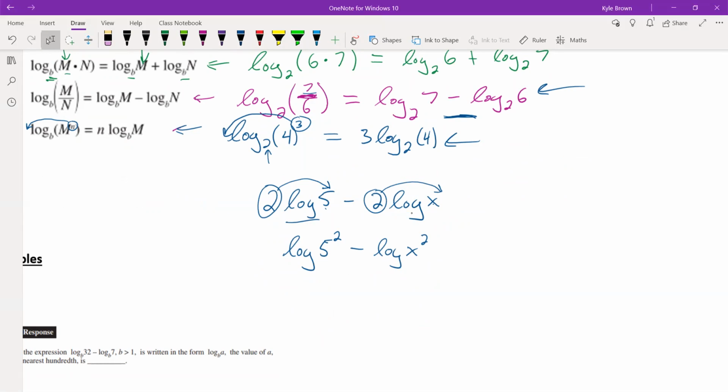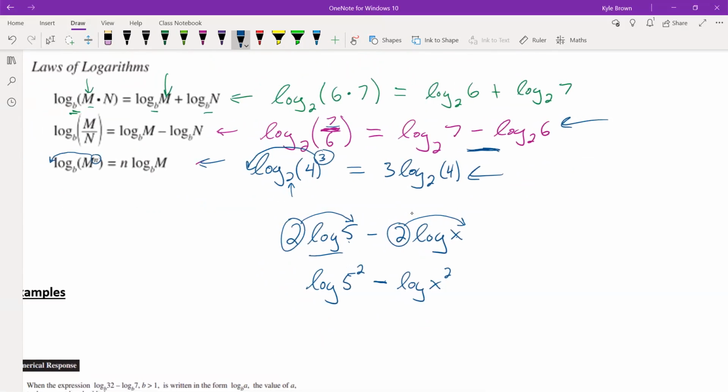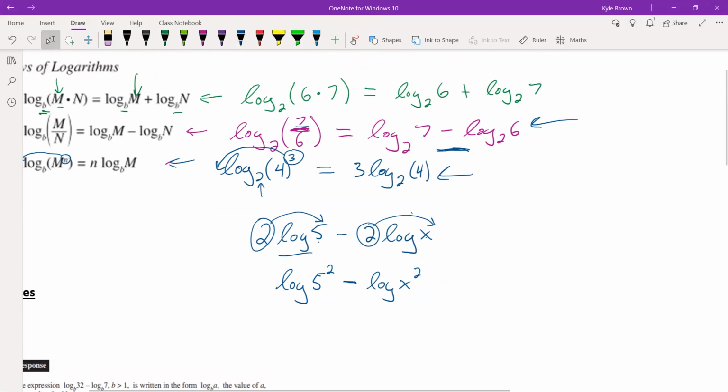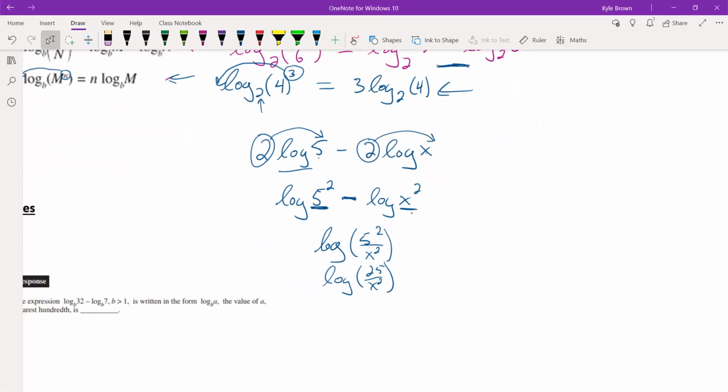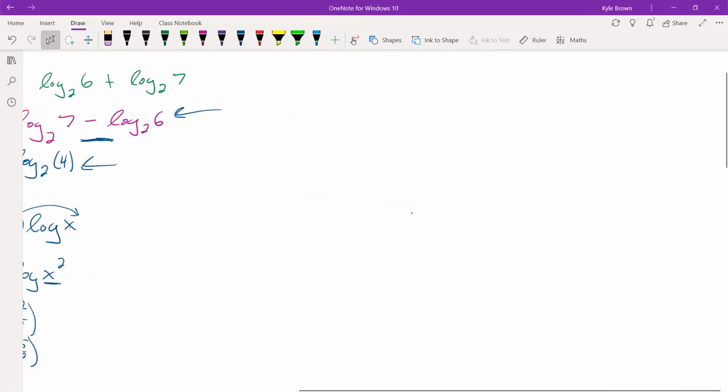Now we can do our log law. So doing our second log law here, when you're subtracting logs with the same base, they can be written as a division statement. Subtraction and division go together. So writing it as a single log, that would be log of this one divided by this one, so 5 squared over x squared. Or you could actually square it and say log of 25 over x squared. And there you go. There's your combined log there. Okay, so there's one. Let's do another.